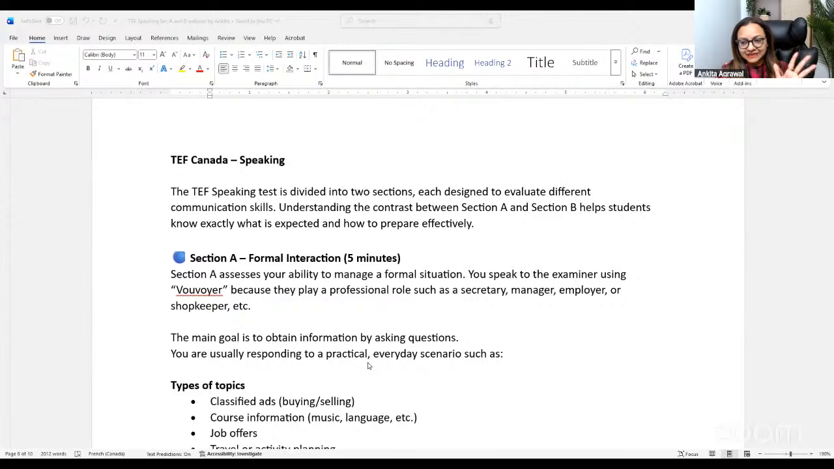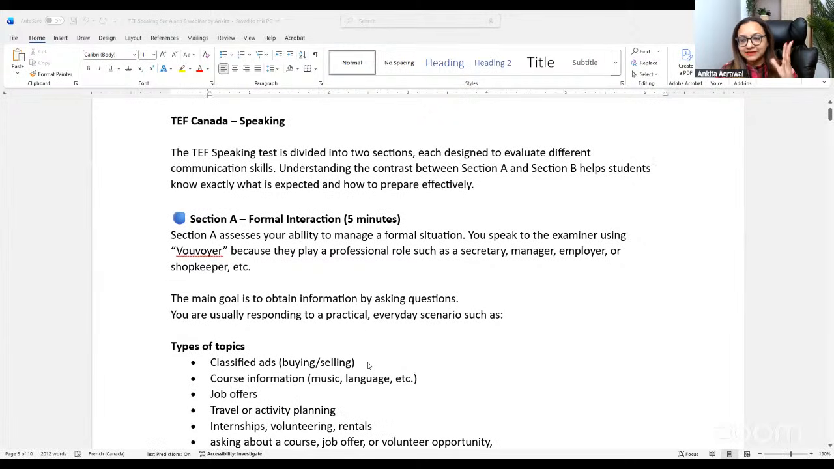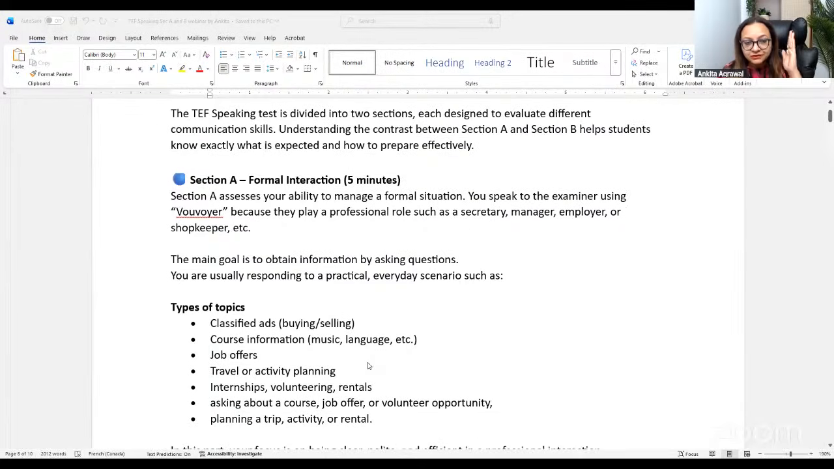So, speaking, there are two parts. In TCF, we have three parts. In TEF, we have two parts. Now, because TEF has two parts doesn't mean that it's easy. There is no way any exam will be easy because they're giving you PR. So keep it in mind, it won't be easy. The first part is section A. Section A is formal interaction, which is 5 minutes.